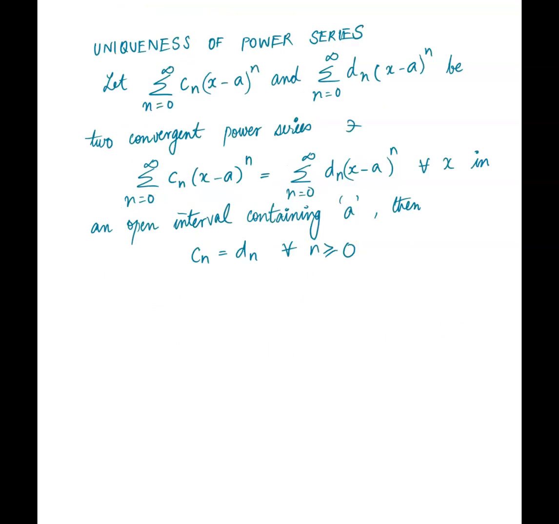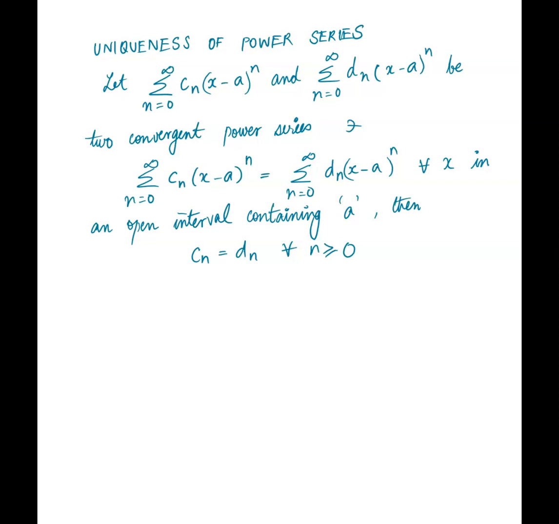The uniqueness of power series says, if you had summation c_n (x minus a)^n and summation d_n (x minus a)^n as two convergent power series, such that the two series are equal to each other for all x in the open interval that contains a, because a is the center here, then the only way this is possible is if c_n and d_n were the same. And that's the uniqueness property. We've seen this uniqueness property in logarithms and in exponentials, so it is kind of an extension of those ideas to power series.